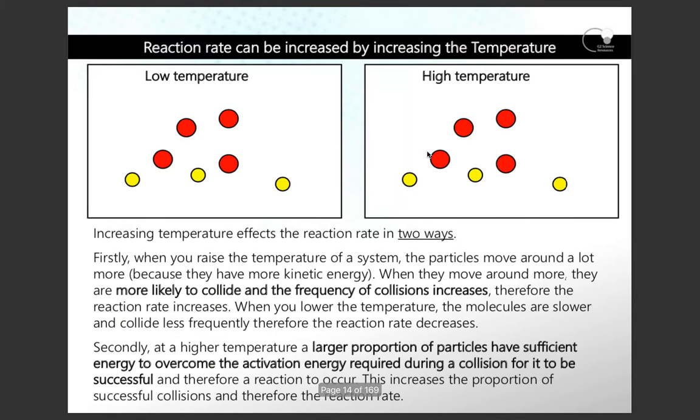So temperature has two effects. When we increase the temperature, we increase the average kinetic energy of our molecules, our particles. So they're more likely to collide with enough energy, with the activation energy. They're also moving faster. So that means when somebody's running around faster, if these particles are running around faster, then there'll be more collisions.